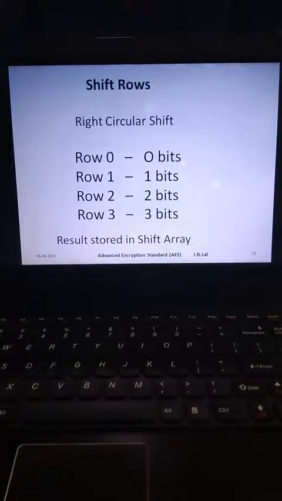And how many bits would be shifted? It depends upon the row number. If it is row 0, no bits would be shifted. If it is row 1, 1 bit would be shifted. If it is row 2, 2 bits would be shifted. If it is row 3, then 3 bits would be shifted. And the result would be stored in another state array, which is called shift array.